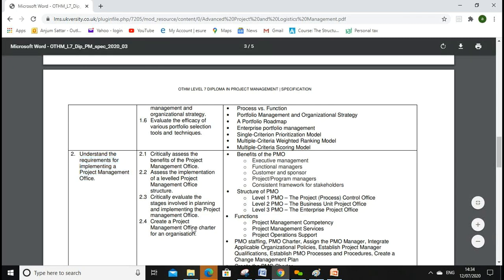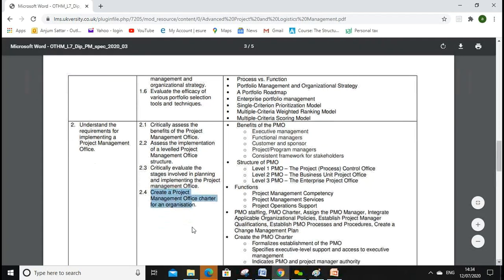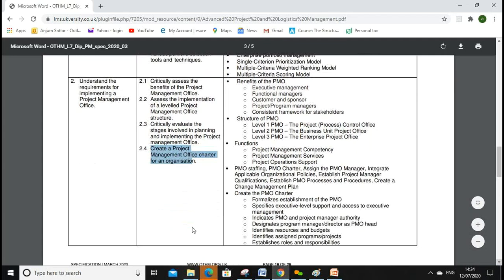So today's lesson has a learning outcome to understand the requirement for implementing a project management office and to critically assess the benefit of it. We'll discuss the benefit, why we need to apply this management office, assess the implementation level, the project management office structure, critically evaluate the stages we will go through, and create the project management office charter. We'll discuss the charter as well.